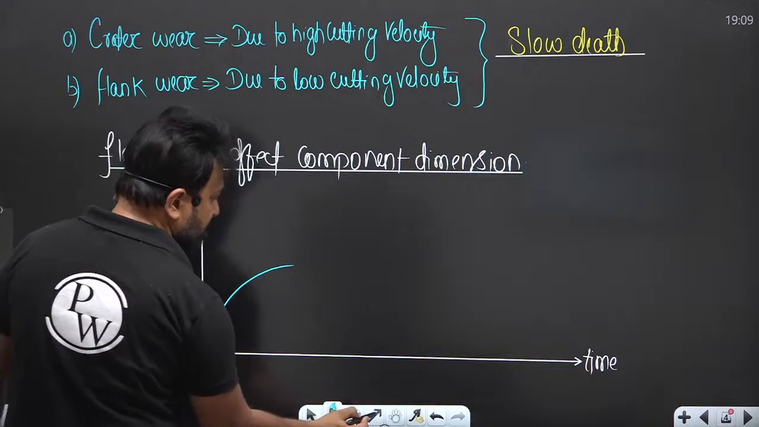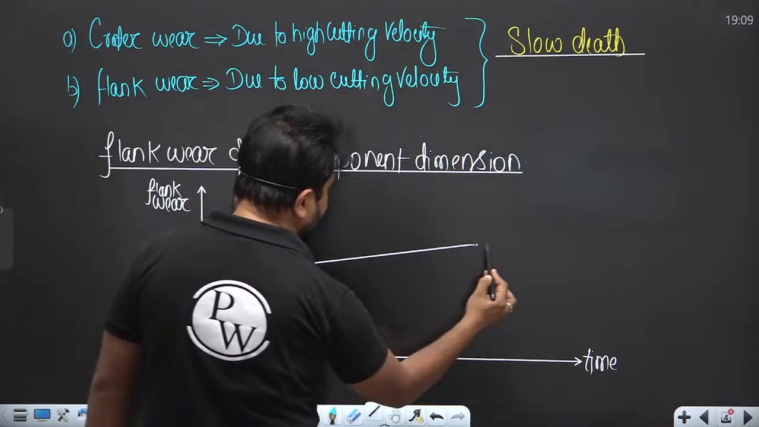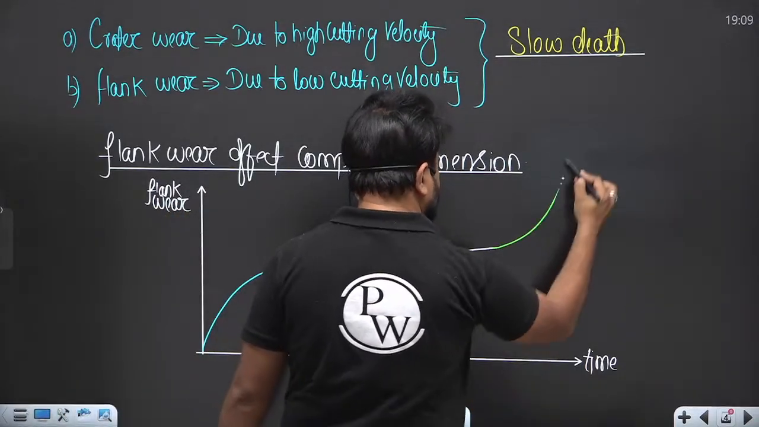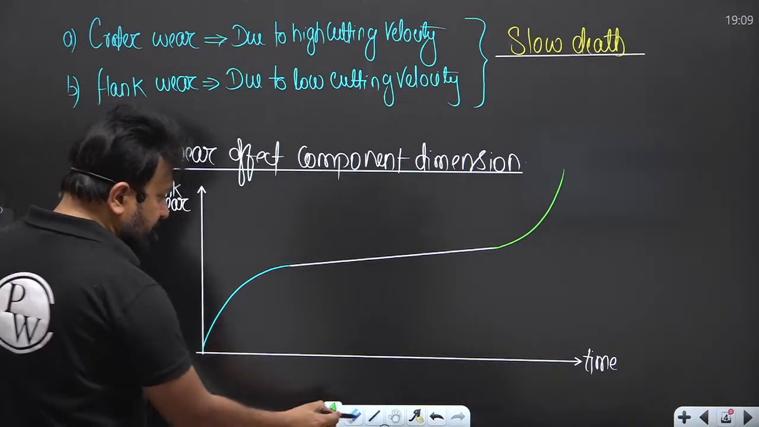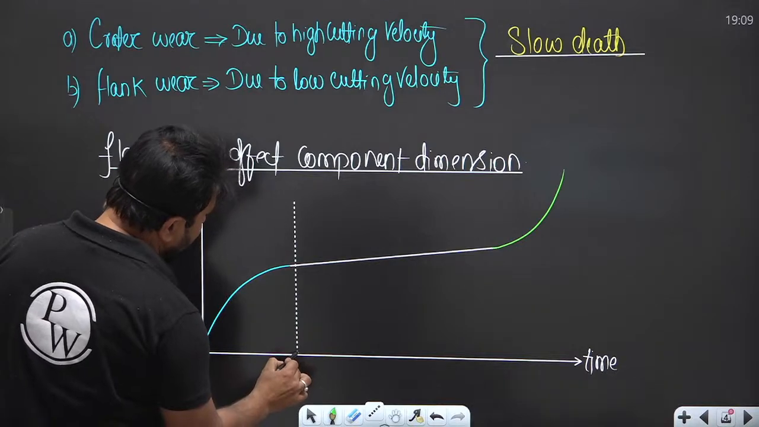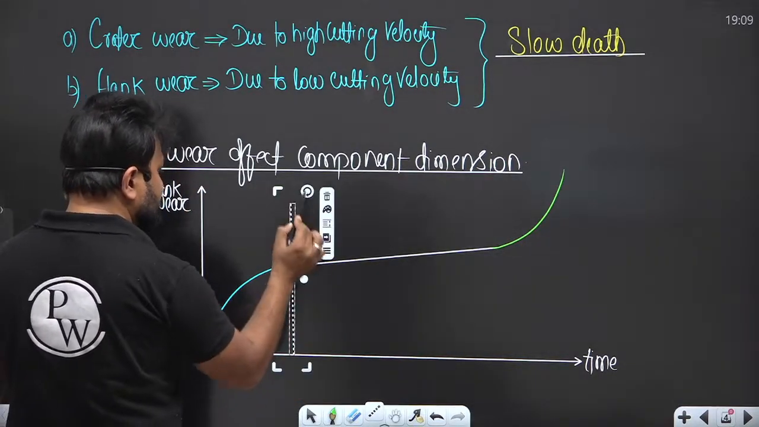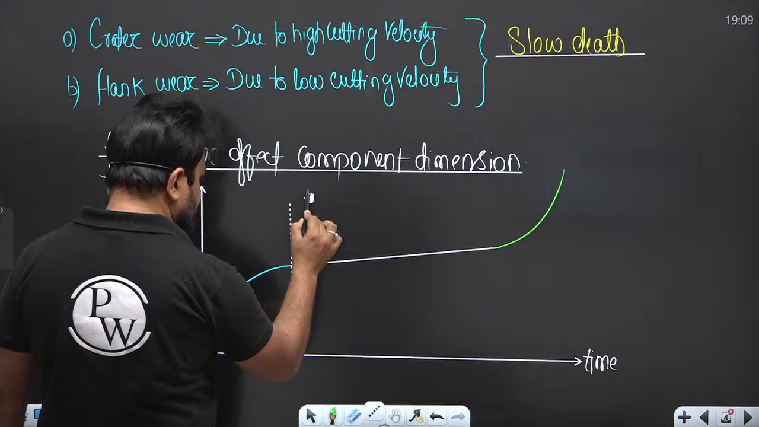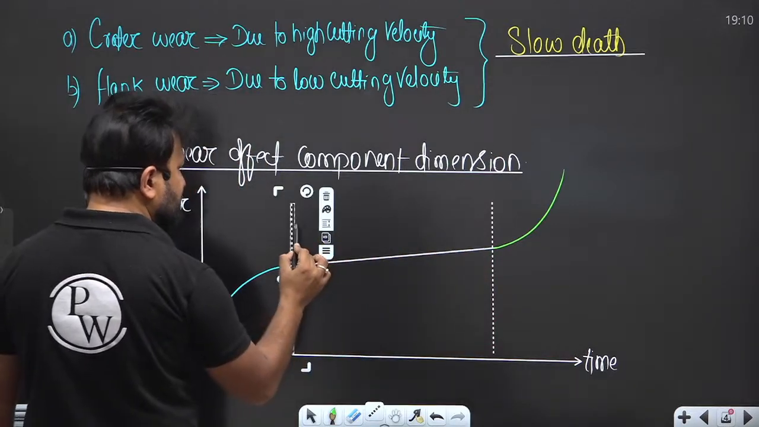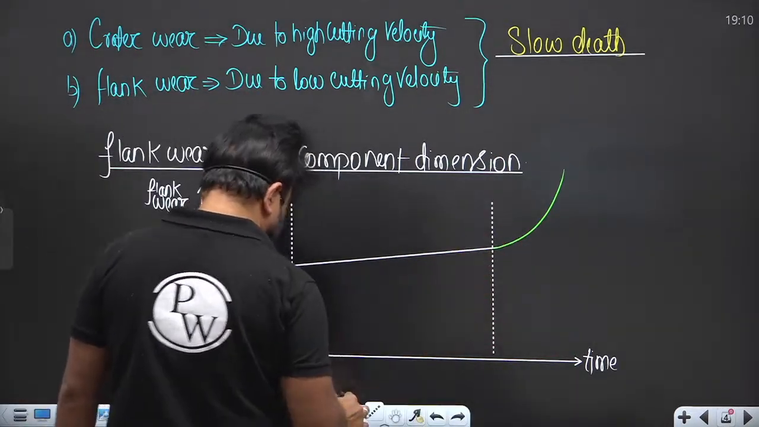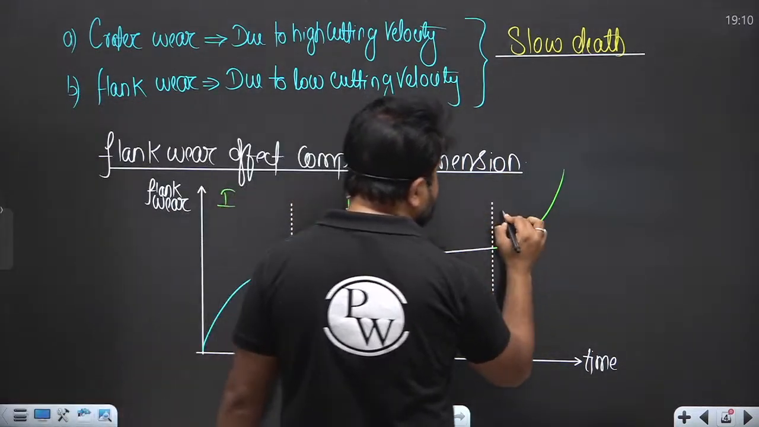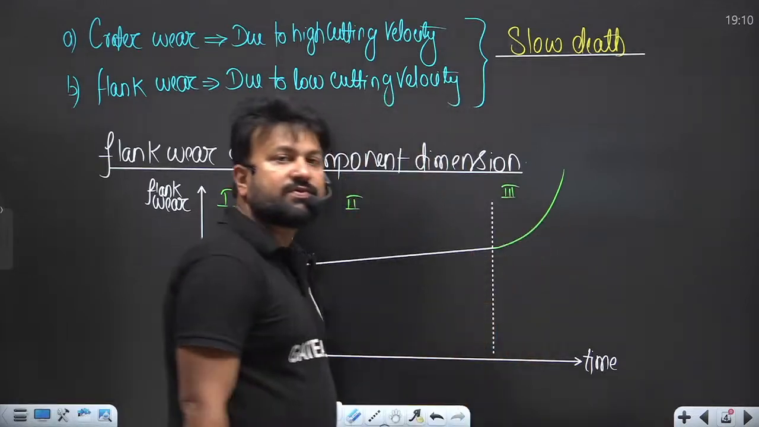A curve initially, then there will be a straight line, then after there will be a curve. So we are going to categorize this wear into three types of wear. This is the primary wear zone, this is the secondary wear zone, and this one is tertiary.